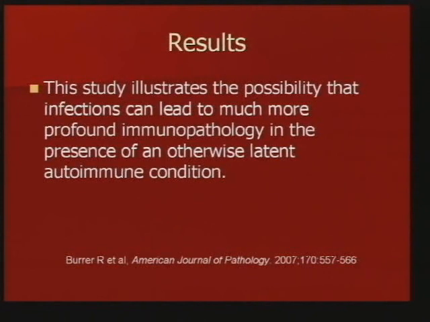All right, so the results in the end of this very interesting new study show the possibility that infections can lead to much more profound immunopathology in the presence of an already autoimmune condition. So what does that make us think of? That makes us think that if you got ADEM, or perhaps even some of these other diseases, that maybe you're already genetically susceptible. Maybe you're already just waiting for the right virus to come along, and then your body is going to react to it in that way.